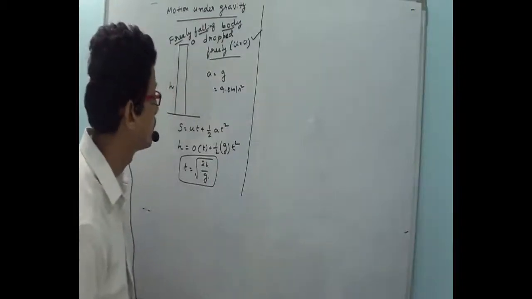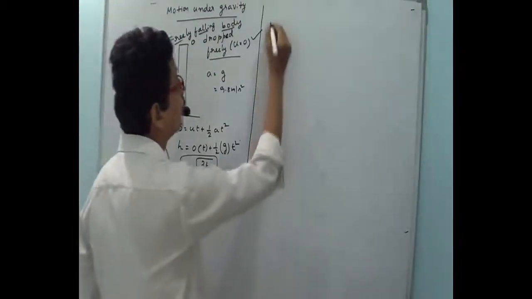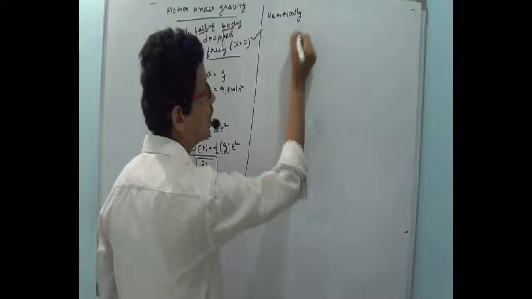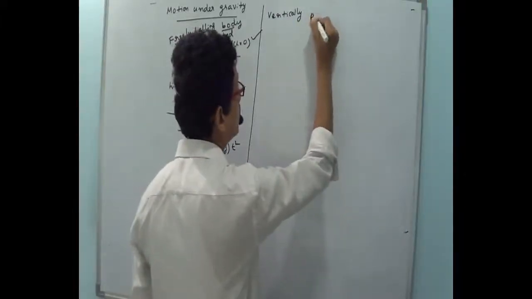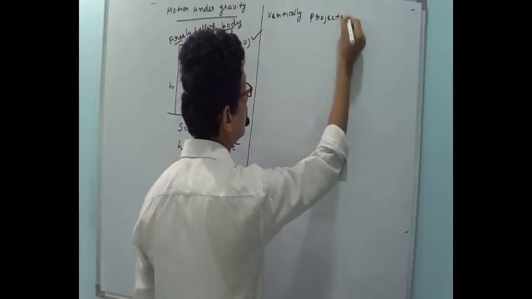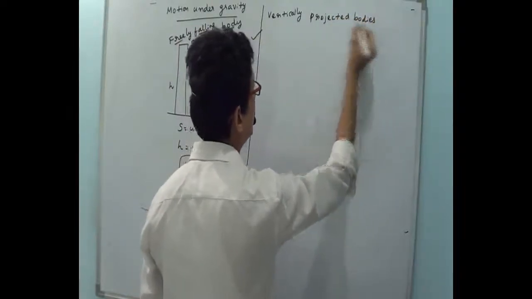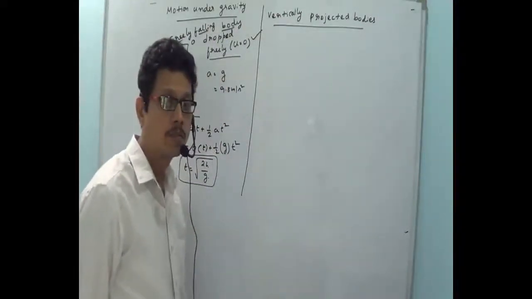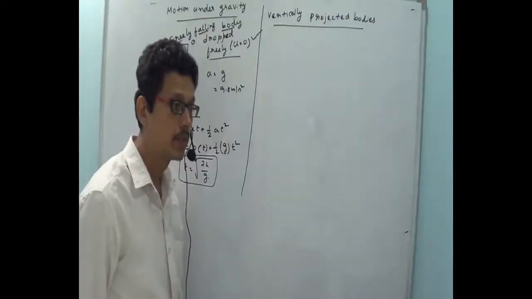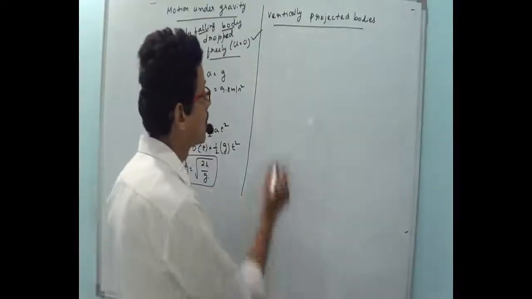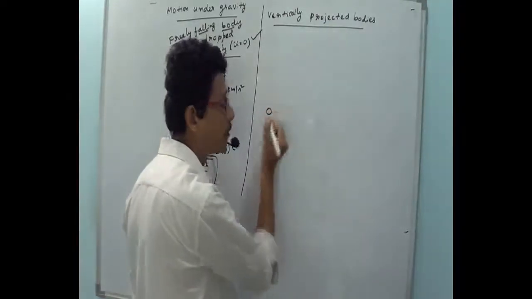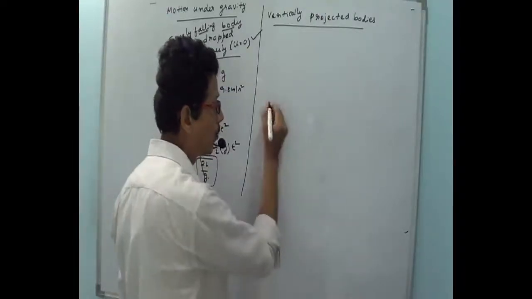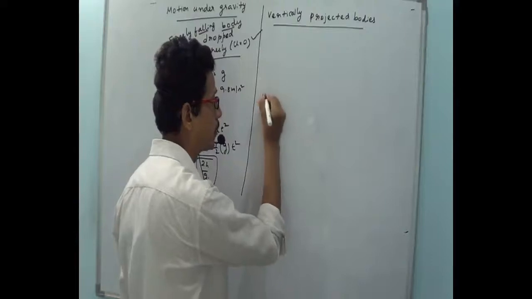Okay, next, vertically projected bodies. Suppose there is a body, we are on the surface of that, we are throwing something up. A ball we are throwing it up with a speed u.